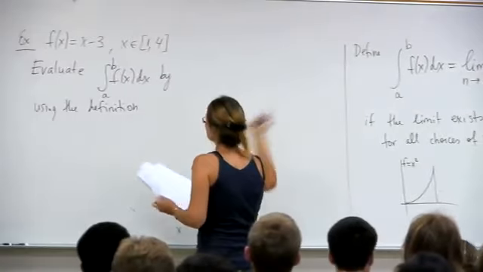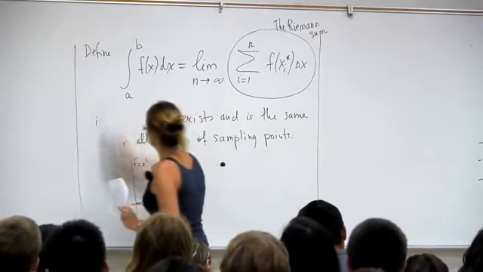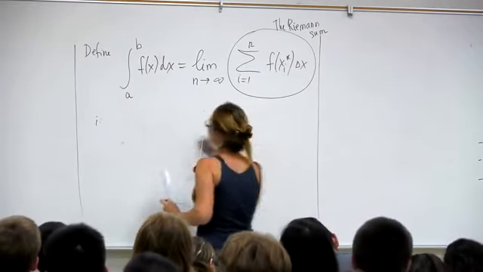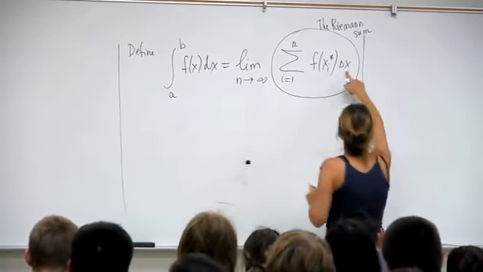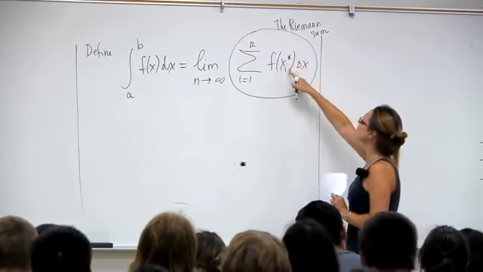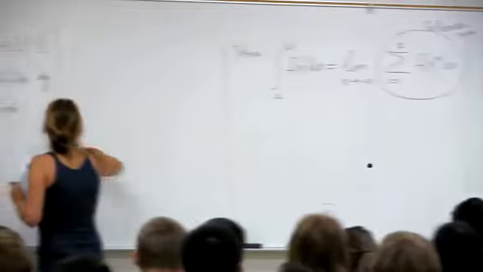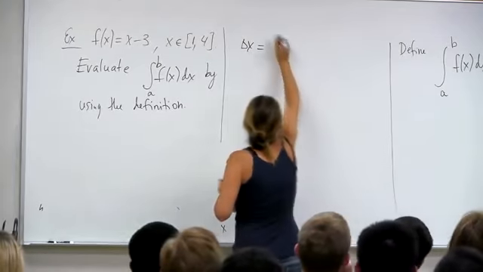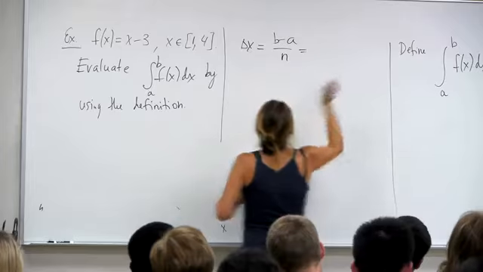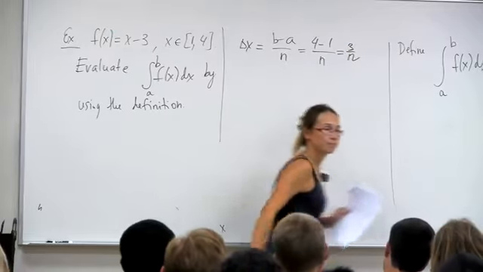And perform the calculations. We're going to use this definition. Okay? In order to use the definitions, I have to know delta x, xi star, and f of that amount. So let's do it step by step. The easiest one is delta x. We have to go b minus a over n. So it's 4 minus 1 over n is 3 over n. Questions?